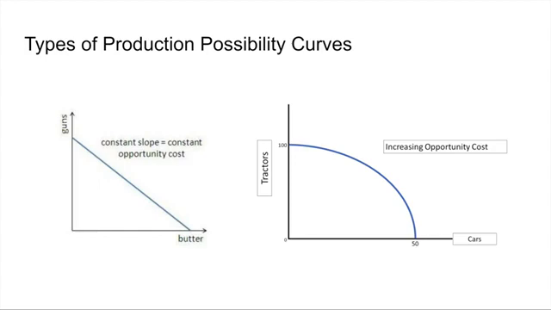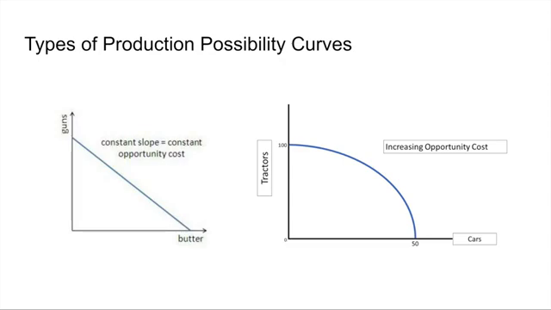There are two main types of production possibility curves that you should know at the moment. Constant opportunity cost PPCs have a constant slope no matter the quantity and are visualized through a straight line, whereas increasing opportunity cost PPCs have opportunity cost that increases with the quantity and are visualized through a bowed out curve.